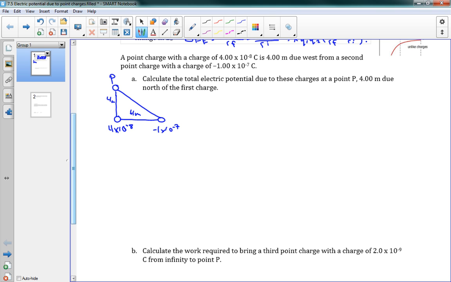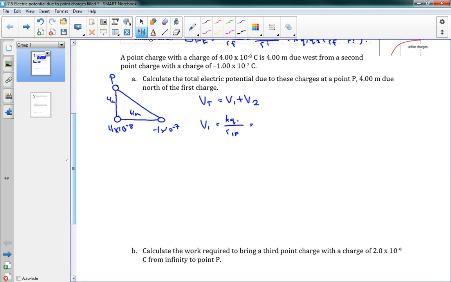And what we want to do is figure out the total electric potential. Well, because electric potential is just a scalar, it's not a vector, we can actually say that Vt is equal to V1 plus V2, and we're not going to have to do any vector math. It's just the scalar quantities added together. So we can get V1. This is the potential from the first charge. It's K Q1 over R1P, the distance between object 1 and point P.